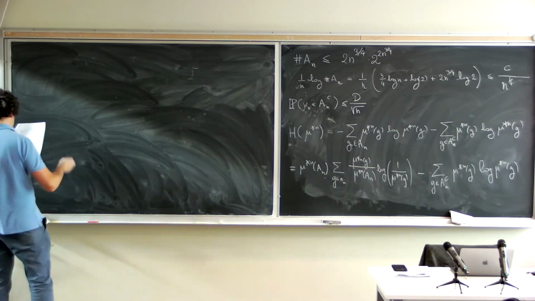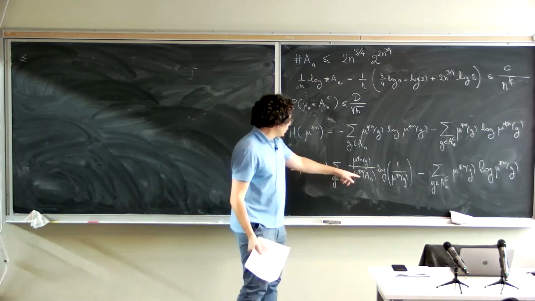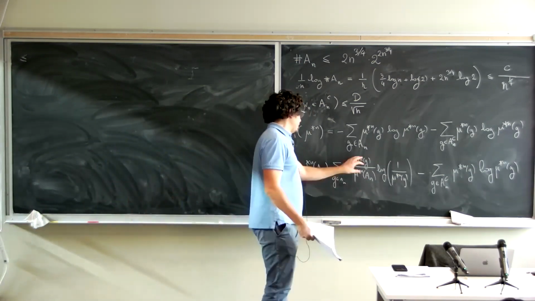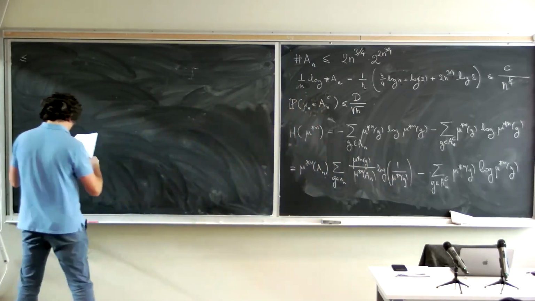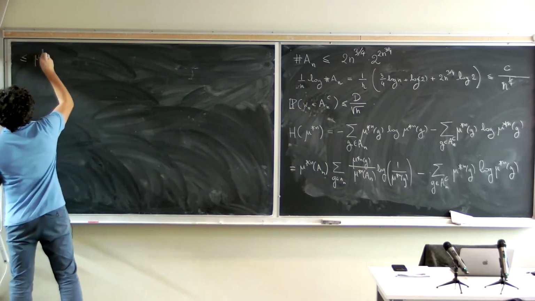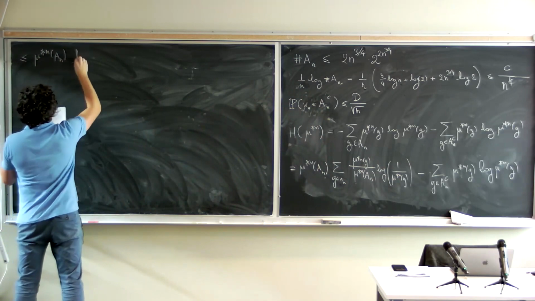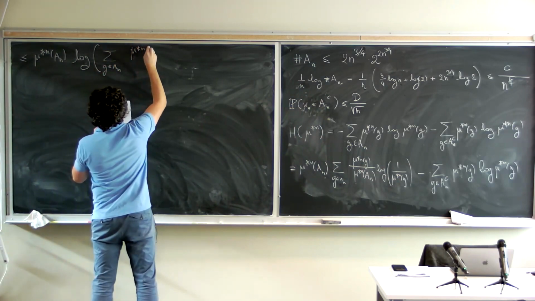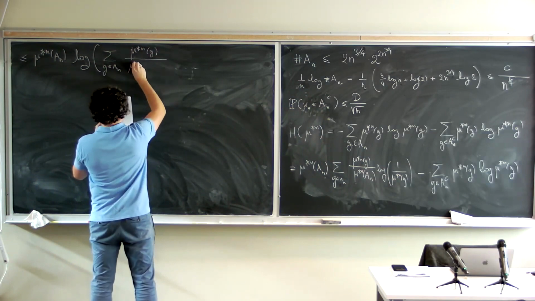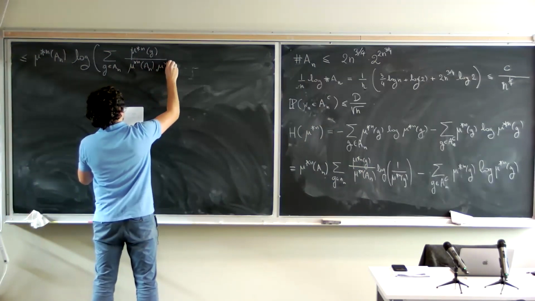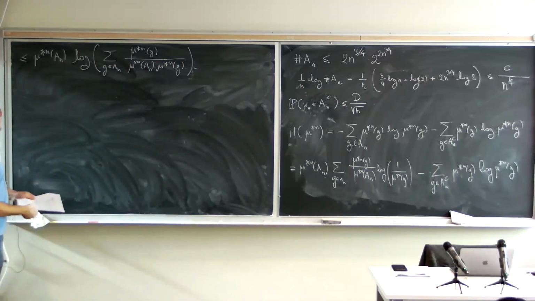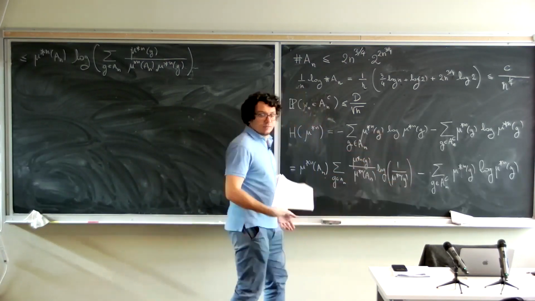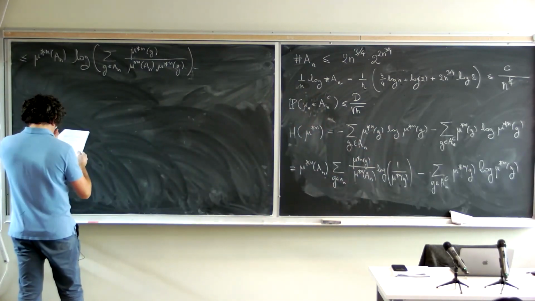Okay, so again, this is a measure on the set A_n. So you're taking the average of this function, and so we can apply Jensen's inequality. So there is mu star n of A here times the log of the sum. So this is the weighted average of log of this, so this is less than log, bringing this inside.